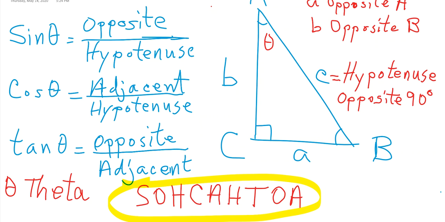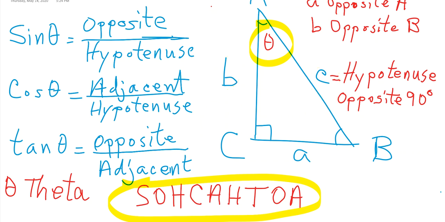So let's go through this one last time. Here's theta, my red angle that we've indicated right here. If this is the angle under consideration, sine will be what over what? It'll be A over C, opposite over hypotenuse. Cosine will be adjacent over hypotenuse. That will be B over C, if we're talking about cosine.